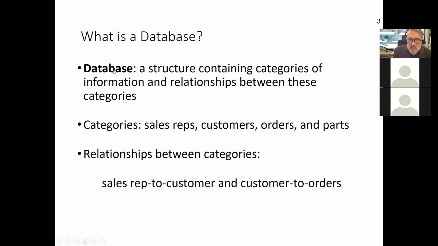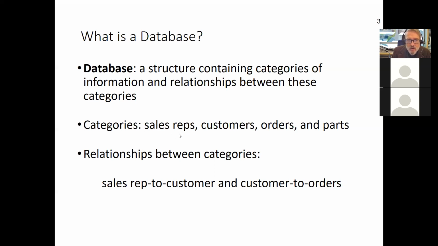We've got this definition of a database. A database is where we store data, but it's a little bit more detailed than that. It's a structure containing categories. Categories is a strange word. You could interchange it with the word entities. Those are things about which we store data. And so here are some examples of entities or categories.